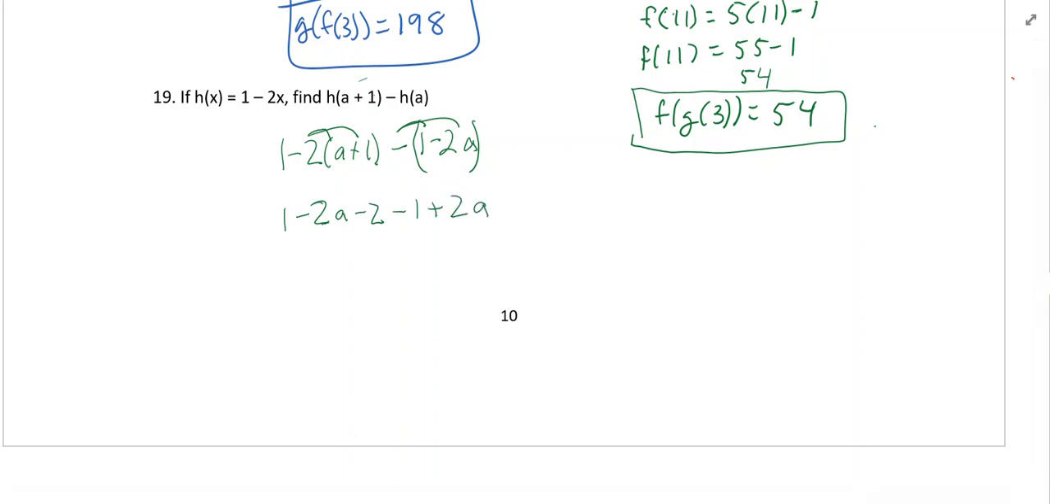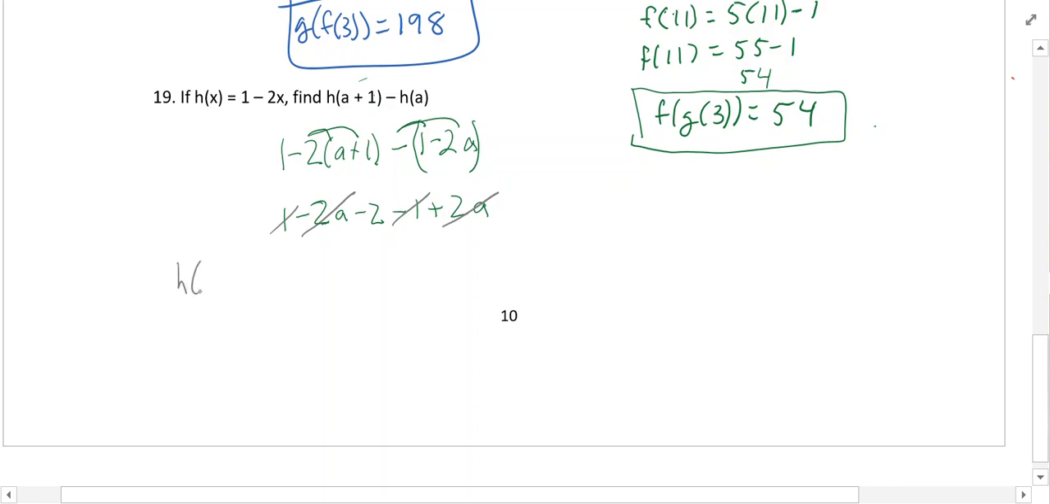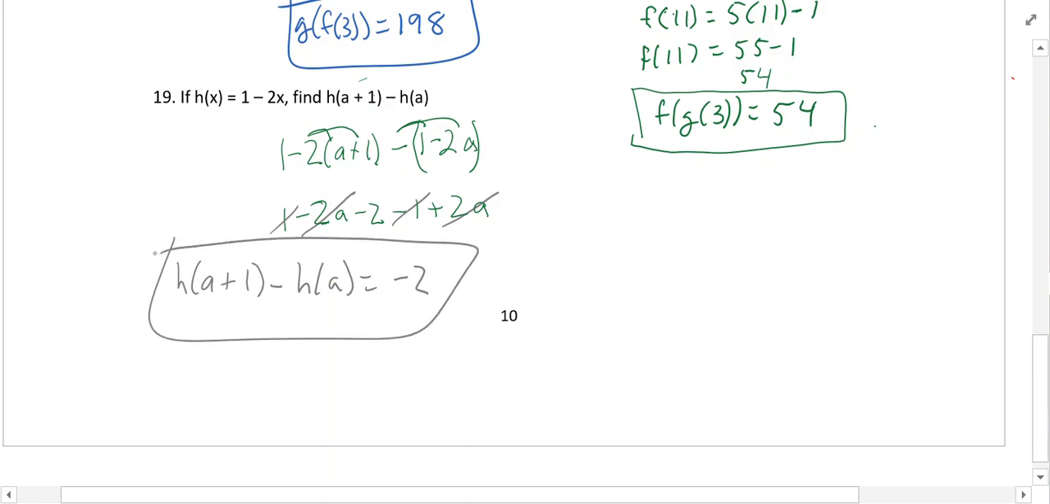All right, so now we need to combine our like terms and simplify. Well, this -2a and this positive 2a would cancel. This positive 1 and this -1 would cancel. So I'm left with just -2. And so the way that you can write this is you would say h of a plus 1 minus h of a equals -2. All right, so here's your answer.